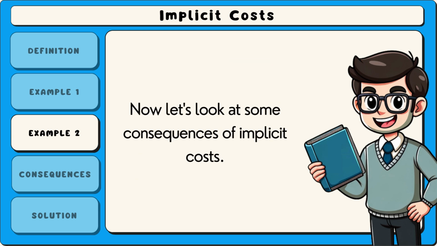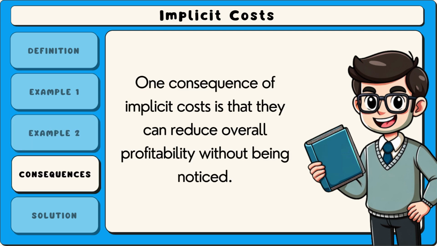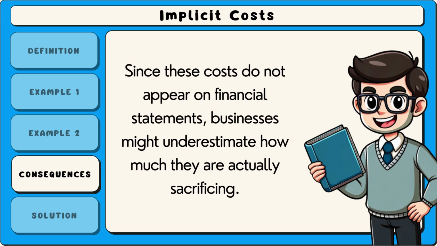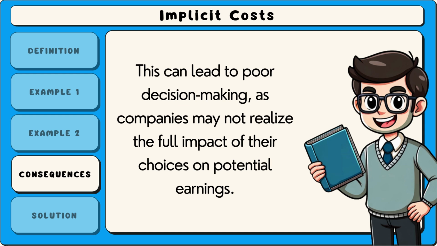Now let's look at some consequences of implicit costs. One consequence of implicit costs is that they can reduce overall profitability without being noticed. Since these costs do not appear on financial statements, businesses might underestimate how much they are actually sacrificing. This can lead to poor decision-making, as companies may not realize the full impact of their choices on potential earnings.